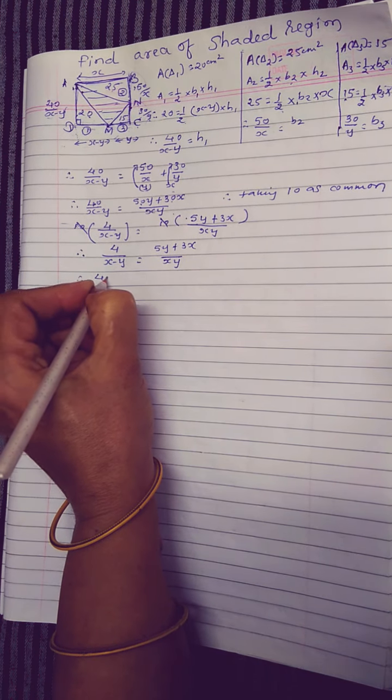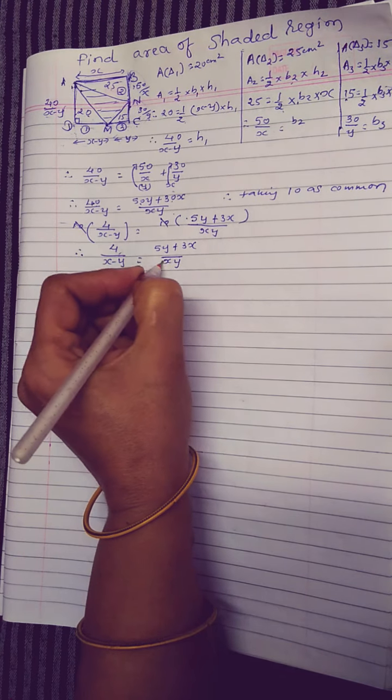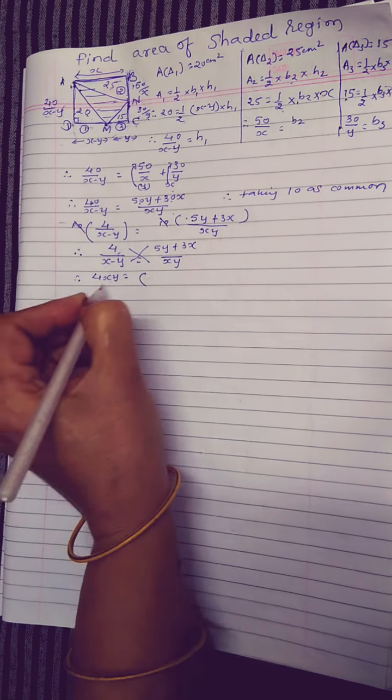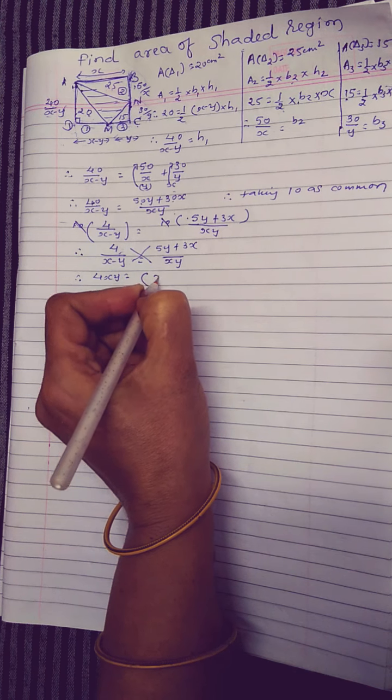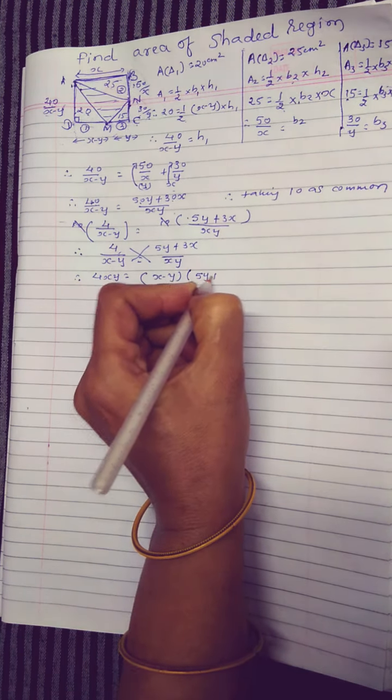Therefore, cross multiplying, 4xy is equal to (x minus y) into (5y plus 3x).